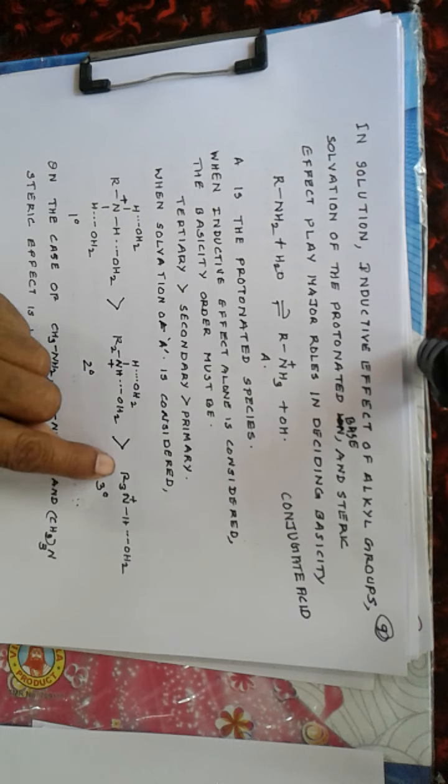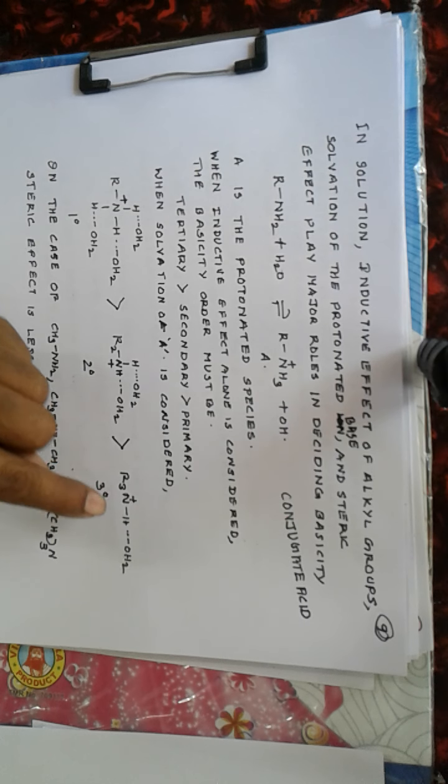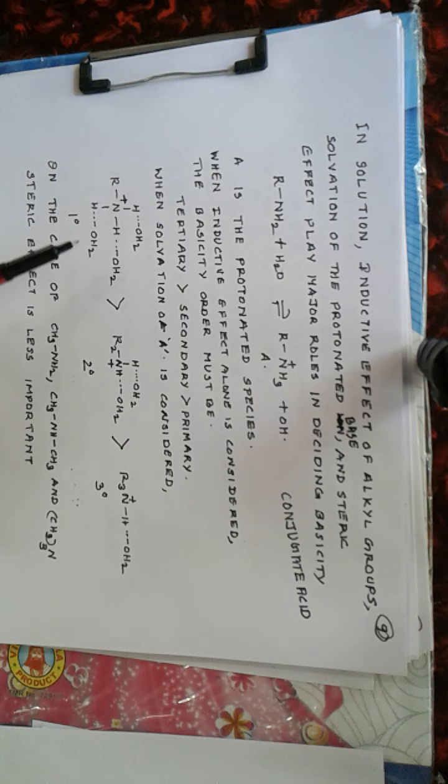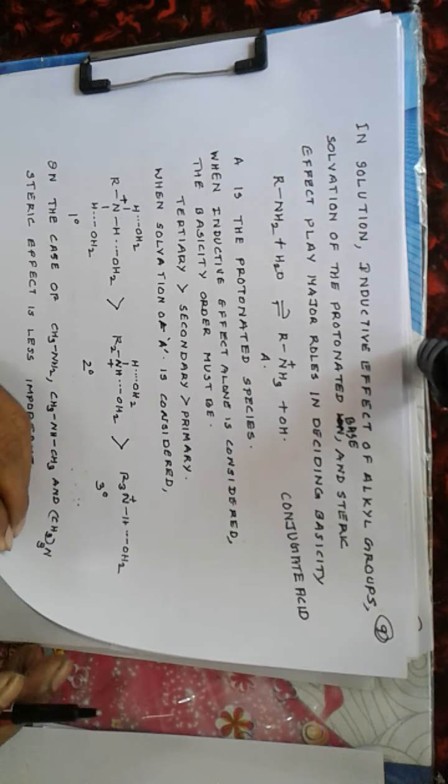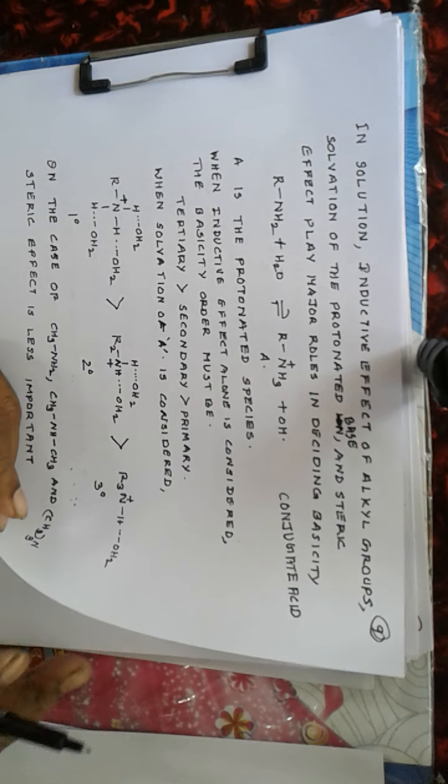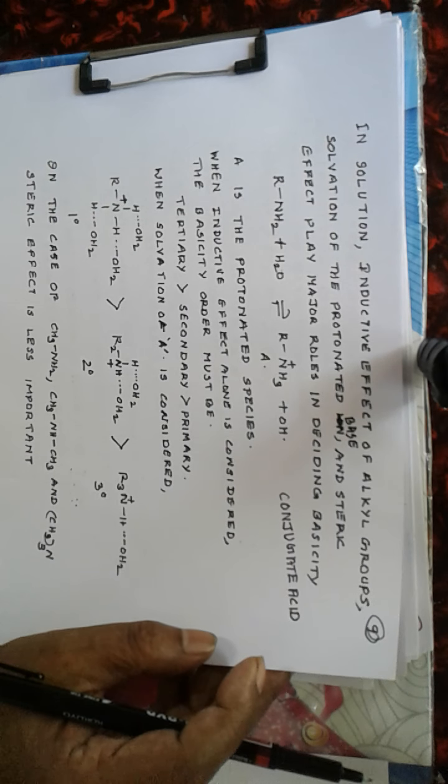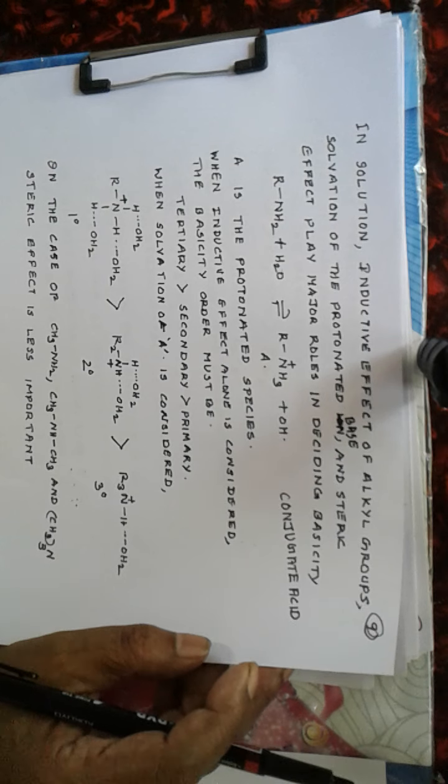And when we come to a tertiary amine, there is only 1 hydrogen in the protonated base or conjugate acid and only 1 hydrogen bond with water. So the stability of the solvated protonated base is in the order primary greater than secondary greater than tertiary. In the case of methylamine, dimethylamine and trimethylamine, steric effect is less important, and the basicity is decided mainly by the inductive effect and solvation of the protonated base.